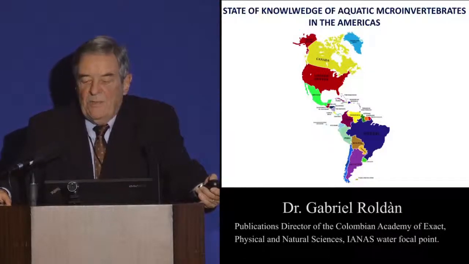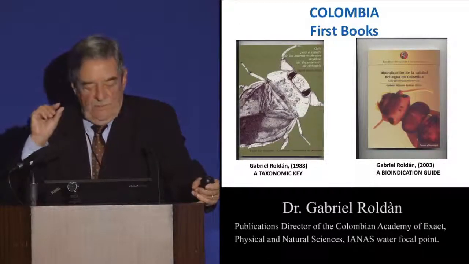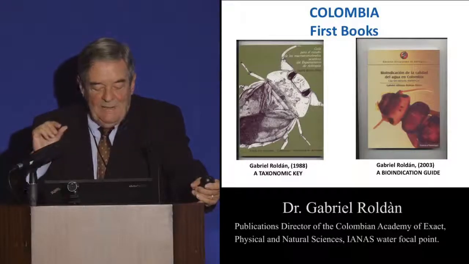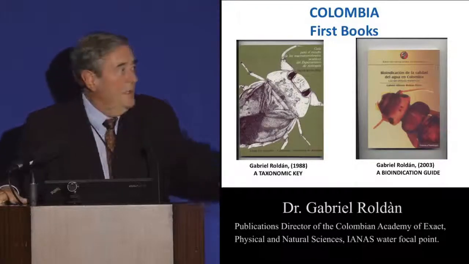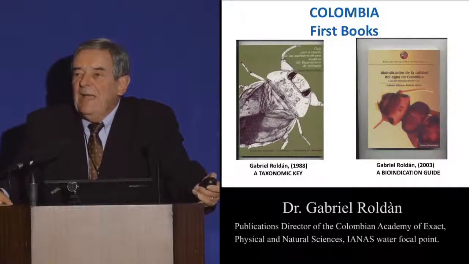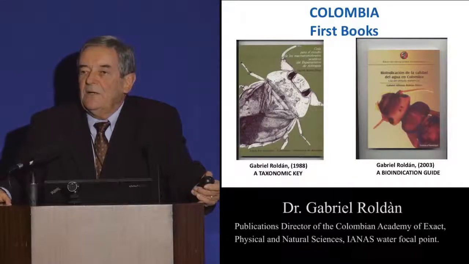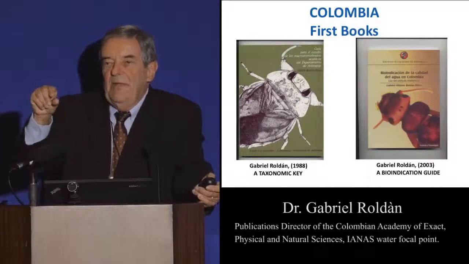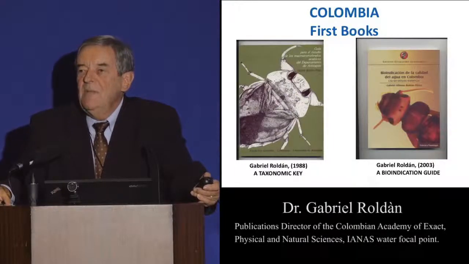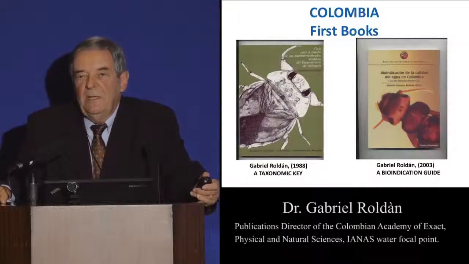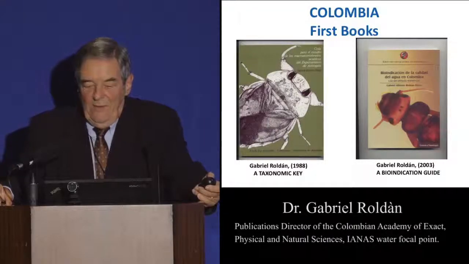What is the state of knowledge of aquatic macroinvertebrates in the Americas? The first book I wrote was in 1988, a taxonomic key called Guide for the Identification of Macroinvertebrates in Antioquia, Colombia. From this guide this information began to spread out, and now most of the countries work based on this guide, but each has been doing its own guide in every country.